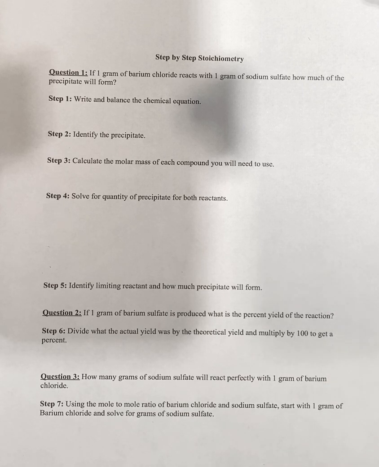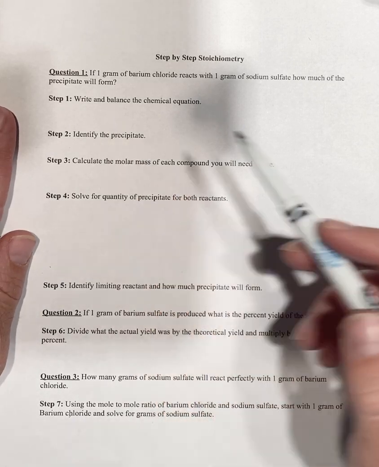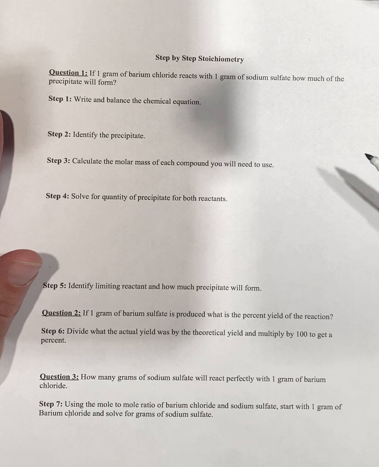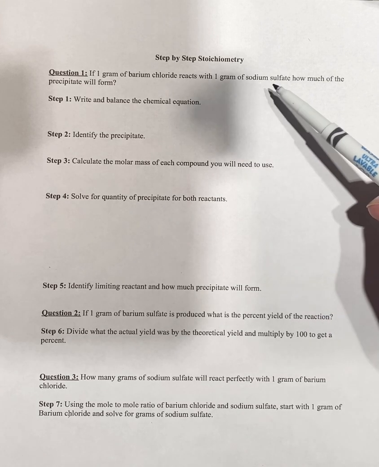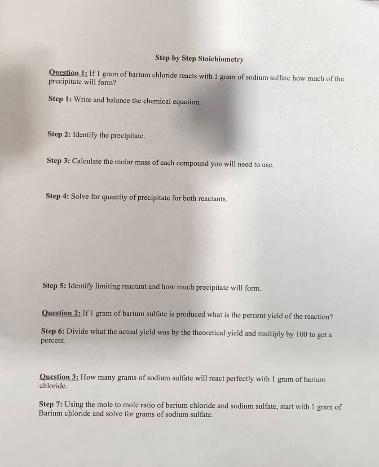Let's go ahead and do step 1. Step 1 is in reference to our question 1, and it says if 1 gram of barium chloride reacts with 1 gram of sodium sulfate, how much of the precipitate will form? That precipitate gives you a clue. This is a double replacement reaction. Both the barium chloride and sodium sulfate are dissolved in water. We're going to mix them together and see if a solid forms.